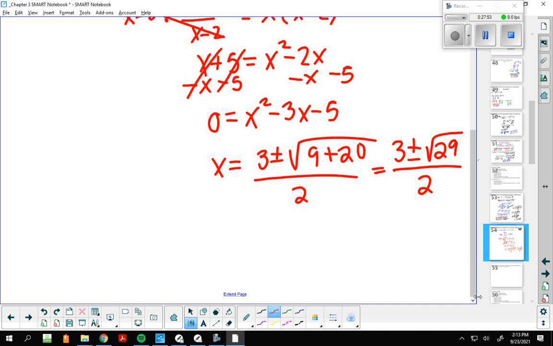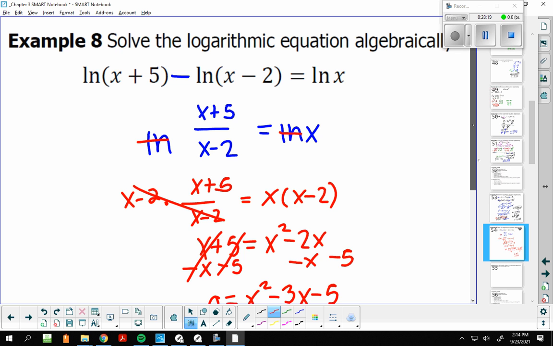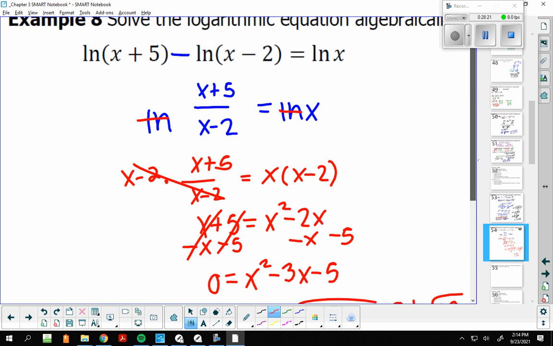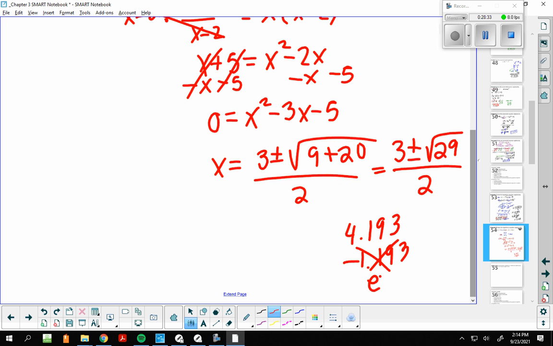Again, we have to check the domain for restriction. So I'm going to figure out what those are as decimals. 3 plus the square root of 29 divided by 2 is 4.193. And 3 minus the square root of 29 divided by 2 is negative 1.193. Okay, so let's see. 4.193, both of the arguments will be positive. Negative 1.193, positive. Negative 1.193 minus 2, that's a negative argument. So this one cannot be a solution because it's extraneous.